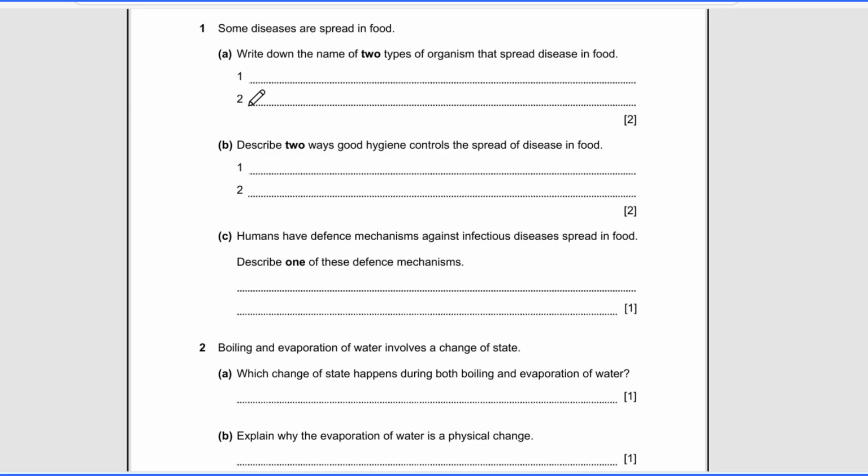Let's get started. Some diseases are spread in food. So question A, write down the name of 2 types of organisms that spread disease in food. Okay, timer. Alright guys, let's check out the answer.